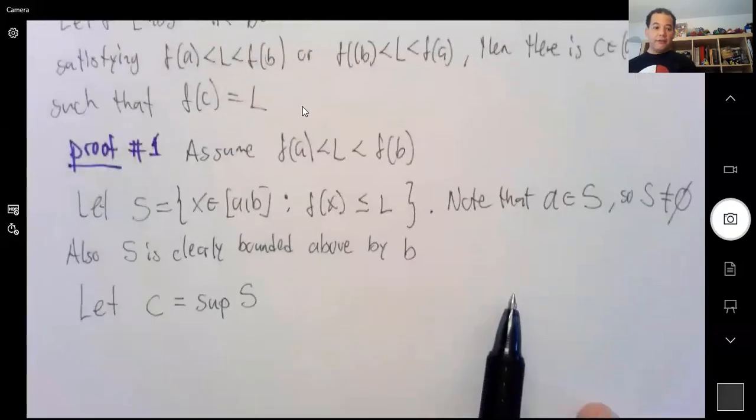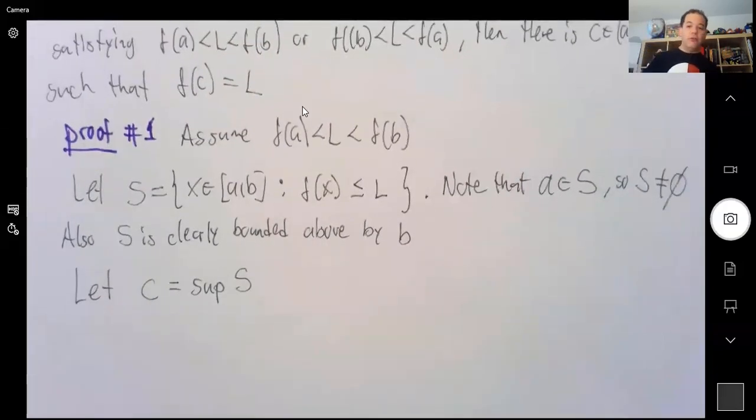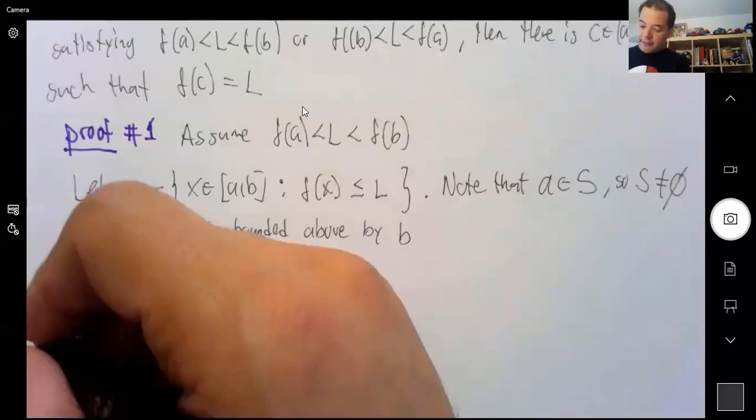And then to prove that, we need to do it in an indirect way. We need to show that f of c less than L is impossible, and that f of c greater than L is also impossible. So if it is not less and it is not greater, then it has to be equal. That's what we're going to be doing now. So first, case one.